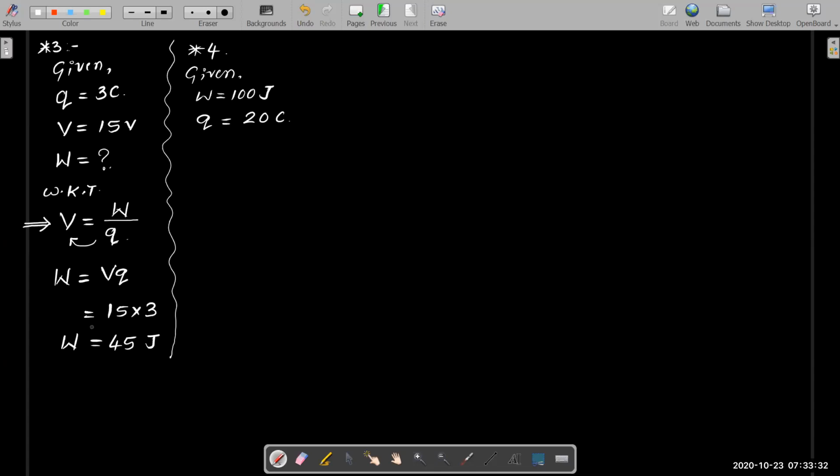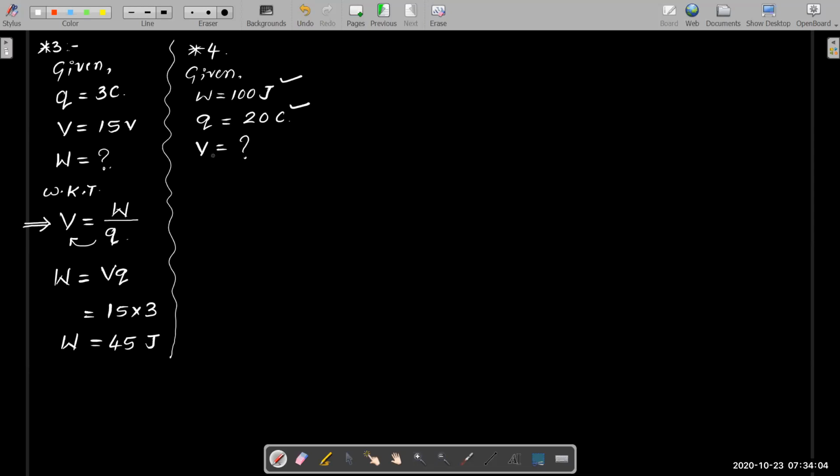Calculate the potential difference between two terminals of a battery if 100 joule of work is required to transfer the charge of 20 coulomb from one terminal of the battery to the other. See, they have given the amount of work done in transferring the charge of 20 coulomb. So the amount of work done is 100 joule. Then they ask you what is the potential difference present between the terminals of the battery.